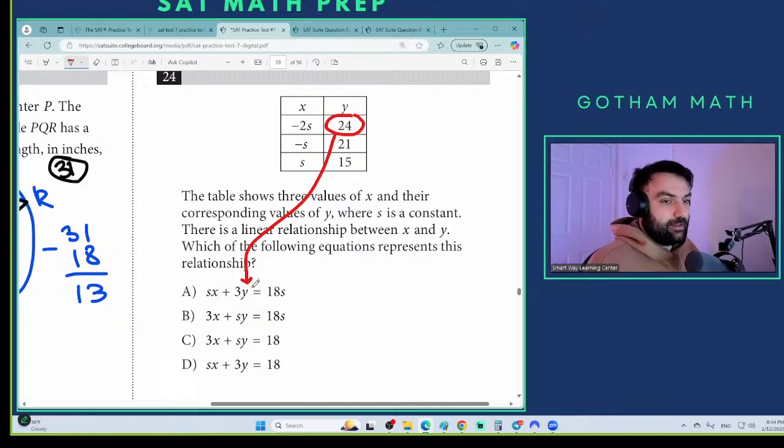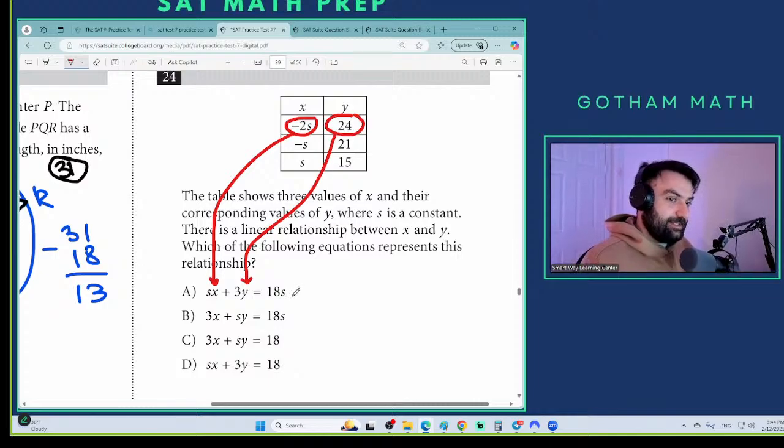Yeah. Can it work though? I think it can. With the x though, I'm not sure. All right, so, well, no. 24 you have to plug in instead of the y, and -2s you have to plug in instead of the x. And if it equals 18s, that's the answer. If it doesn't equal 18s, it's not the answer. No, it won't be, right? Not here.